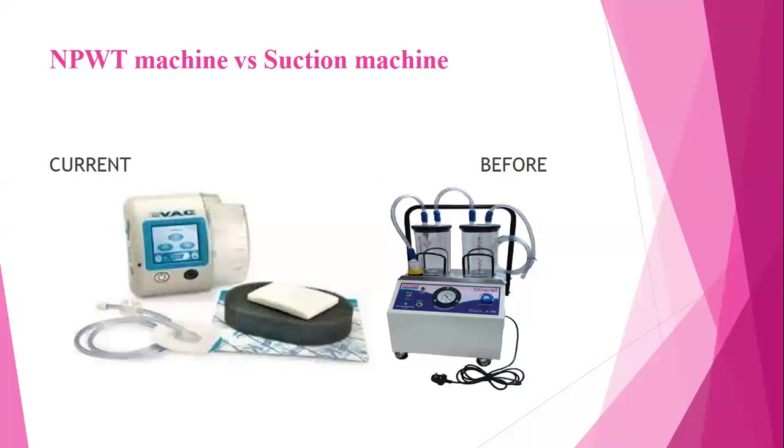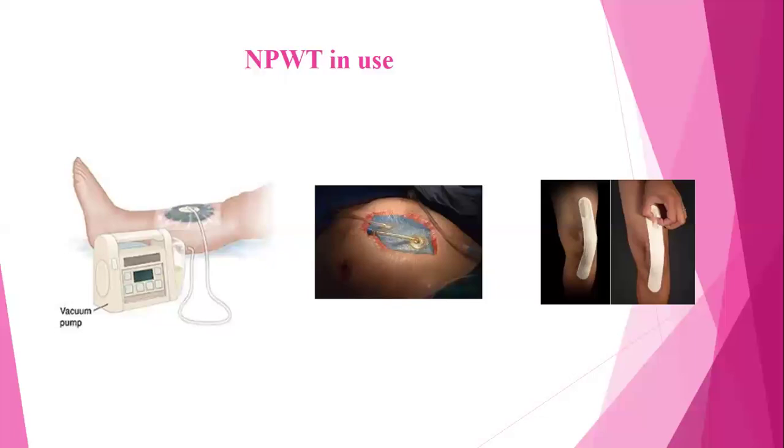Because the earlier suction machine controlling the pressure was not accurate. But for the ideal one, you just set it and the pressure will not go beyond what you have set. That is just to illustrate that you can use negative pressure wound therapy on different parts of the body. Even on open wounds, abdominal wounds, post-operative wounds, it can be used.